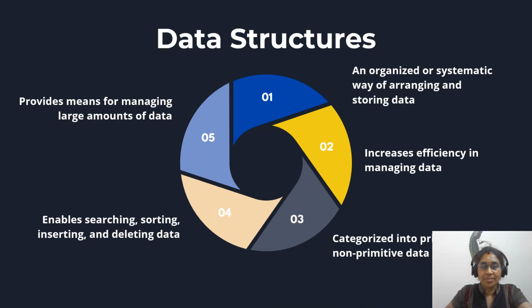Data structures. The quantities, characters, or symbols on which operations are performed by a computer, which may be stored and transmitted in the form of electrical signals and recorded on magnetic, optical, or mechanical recording media, are all data. For example, C is equal to A plus B. The values of A and B are added and assigned to C.